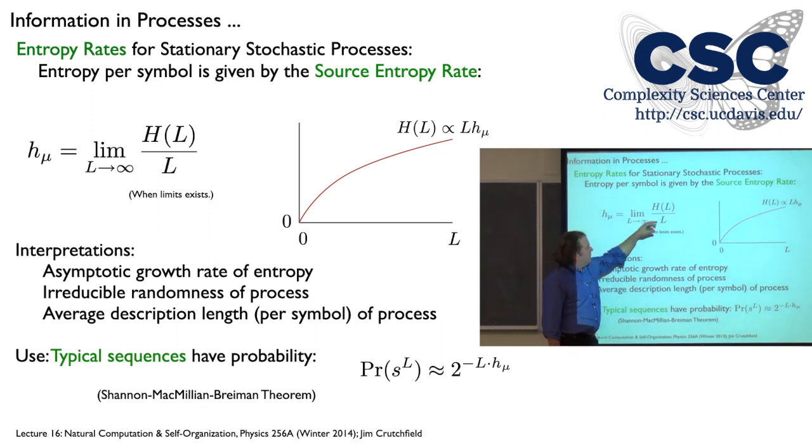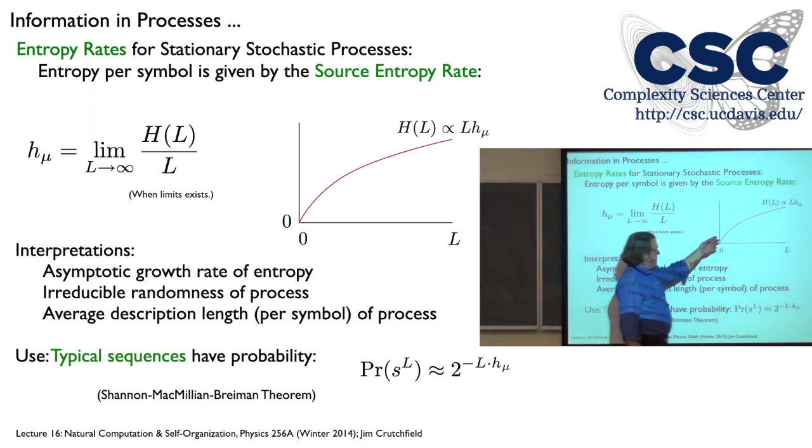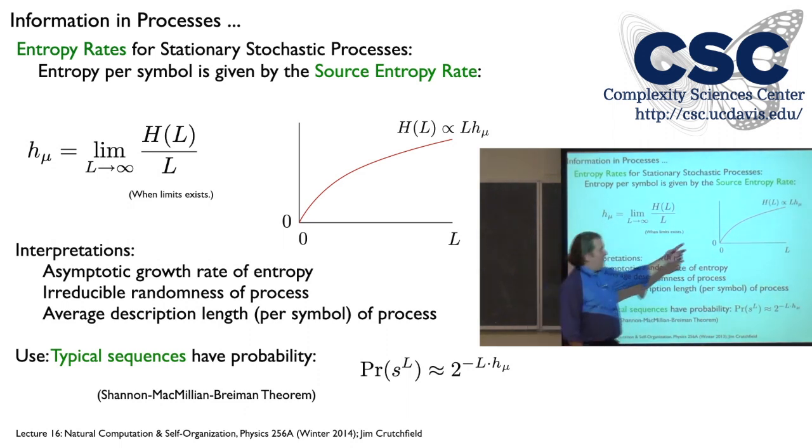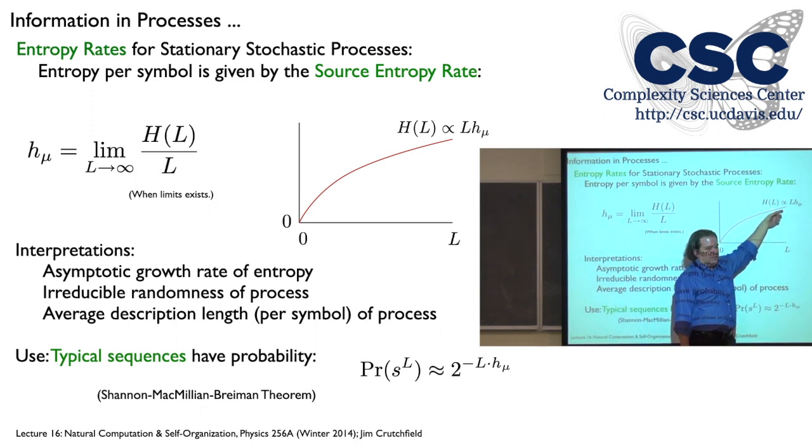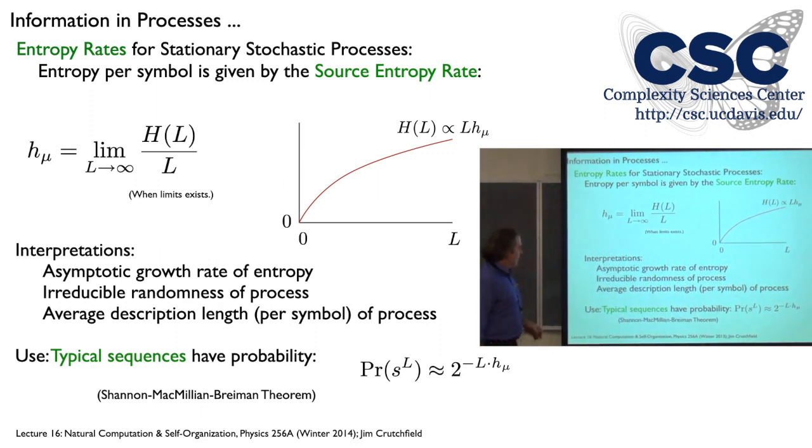Right? Bits per symbol. So it's the asymptotic growth rate of the entropy. It's basically the slope of this curve for sufficiently large L. Notice the way I've drawn this curve, the local slope is changing. So there'll be some class of processes, most of the ones we'll study, where this slope eventually becomes a constant. And we'll talk about how we get there.